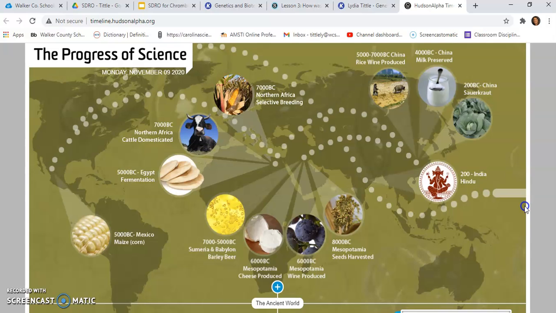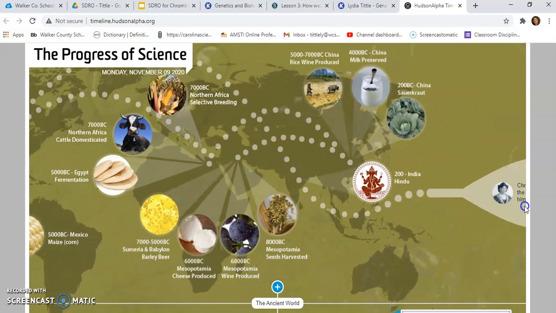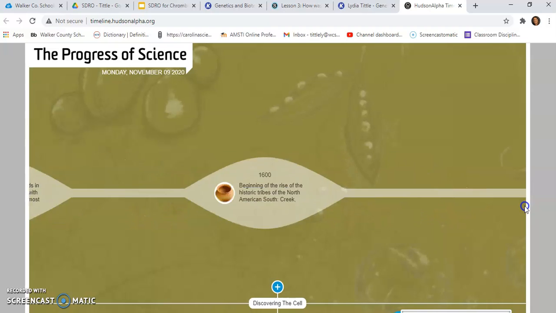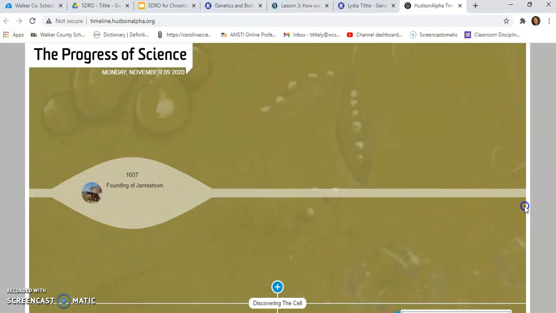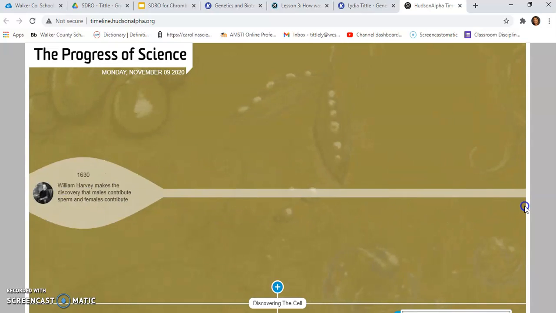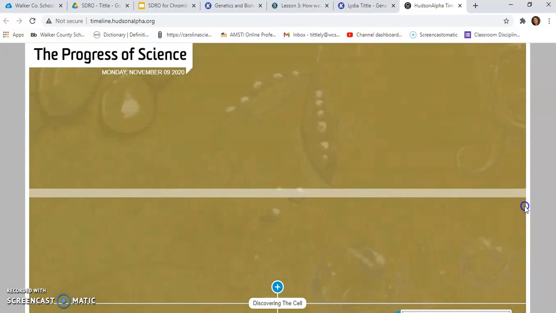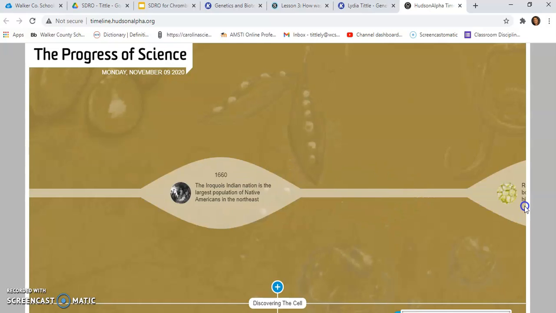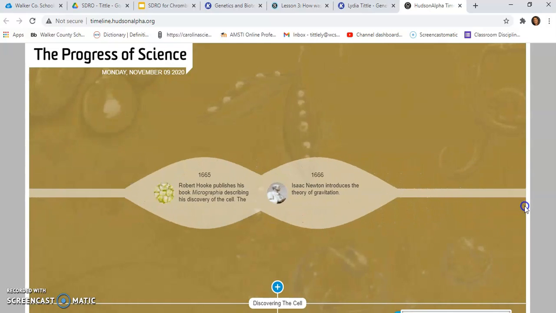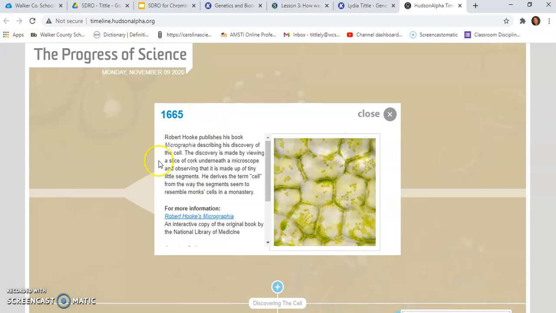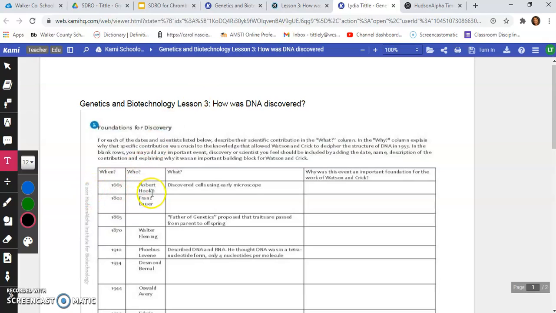If you are on the timeline, you can use your arrow keys to scroll across the timeline. And remember, we're looking for 1665, so we keep scrolling until we find 1665. There's 1660. Here it is, 1665. So if I click on the 1665 entry, it tells me about Robert Hooke's discoveries using the microscope. And so when I go back to my document, 1665, Robert Hooke discovered cells using the early microscope.